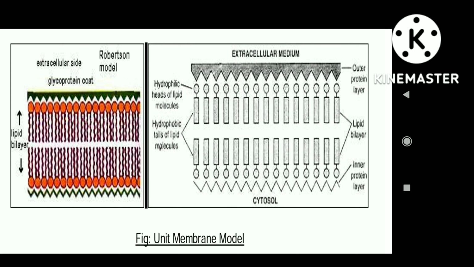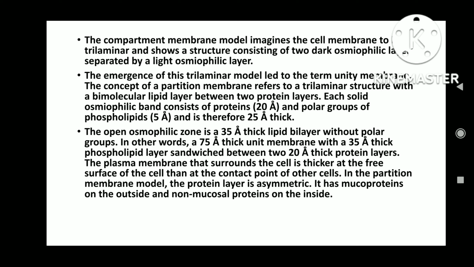Each dense osmophilic band is made up of protein and the polar groups of phospholipids and thus is 25 angstrom thick. The clear osmophilic zone, 35 angstrom in thickness, is a bimolecular layer of lipids within the polar groups. In other words, the unit membrane is 75 angstrom thick with a 35 angstrom thick phospholipid layer between two 20 angstrom thick protein layers.